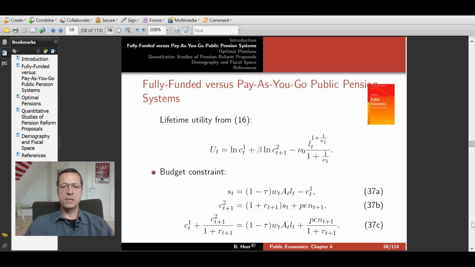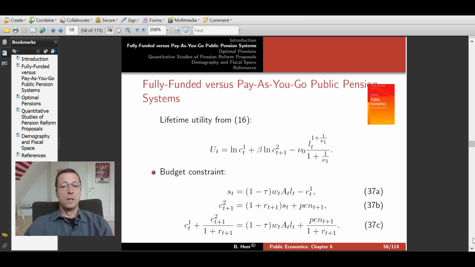37c, our lifetime budget constraint, so that the present value of consumption expenditures, the left-hand side of the equation 37c, is equal to our lifetime income, which is net earnings this period and discounted pension income in old age in period t+1.